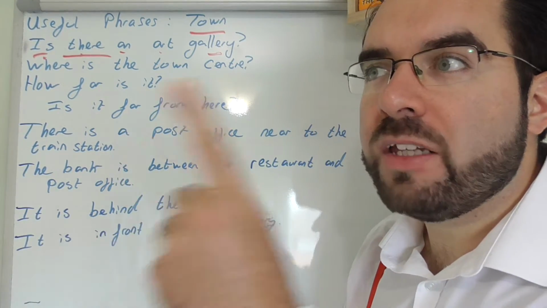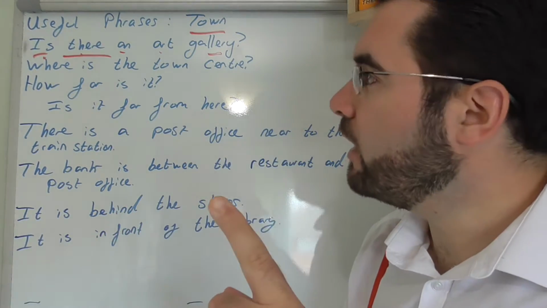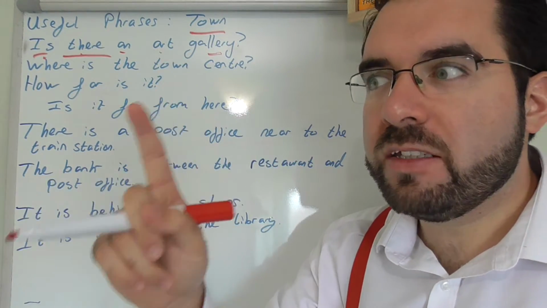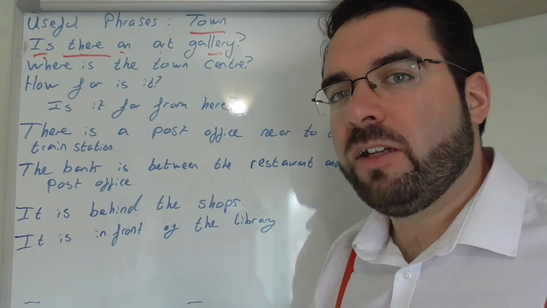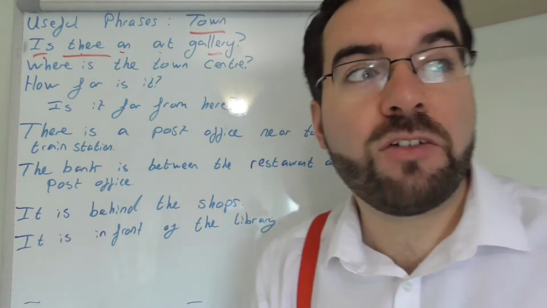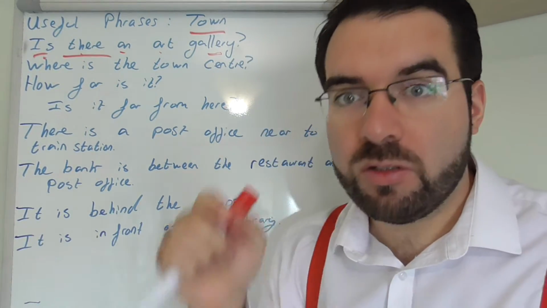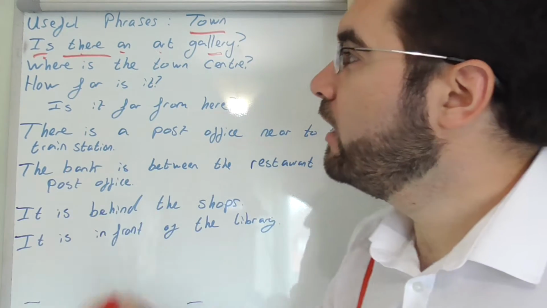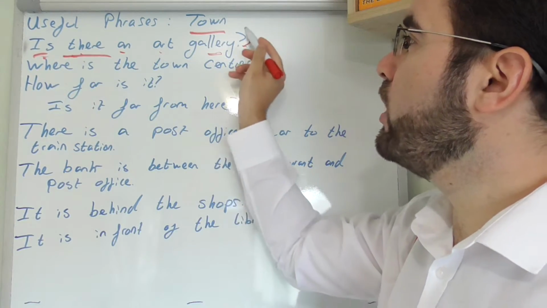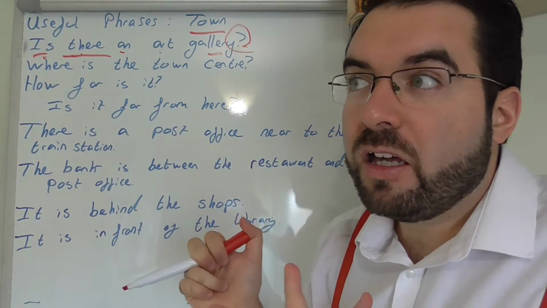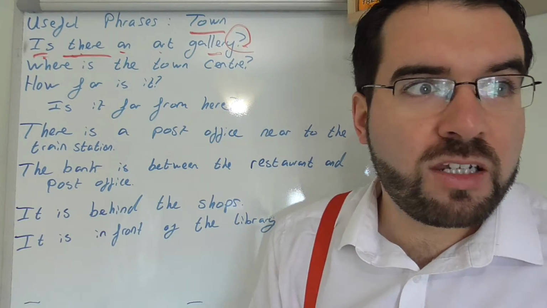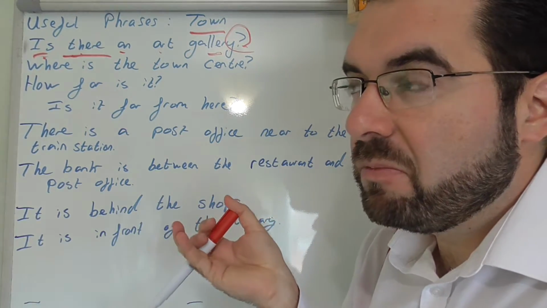We're asking a question: is there? It's different from there is. There is an art gallery. There is an art gallery over there. That's a statement. But is there is for a question. Is there a car park? Is there a train station? Is there an art gallery?